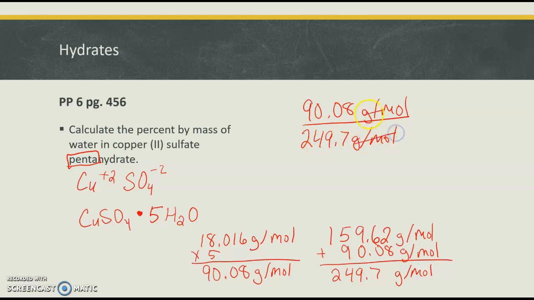Again, our units will cancel out, and the number we get there should be 0.361. We multiply by 100 to get a percent. And in this example, we have 36.1% of water.